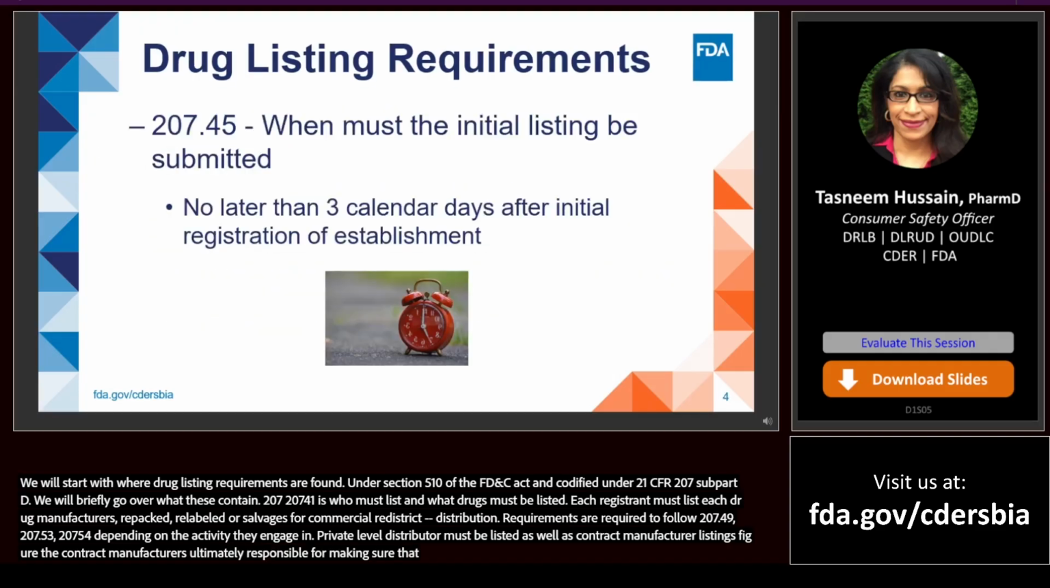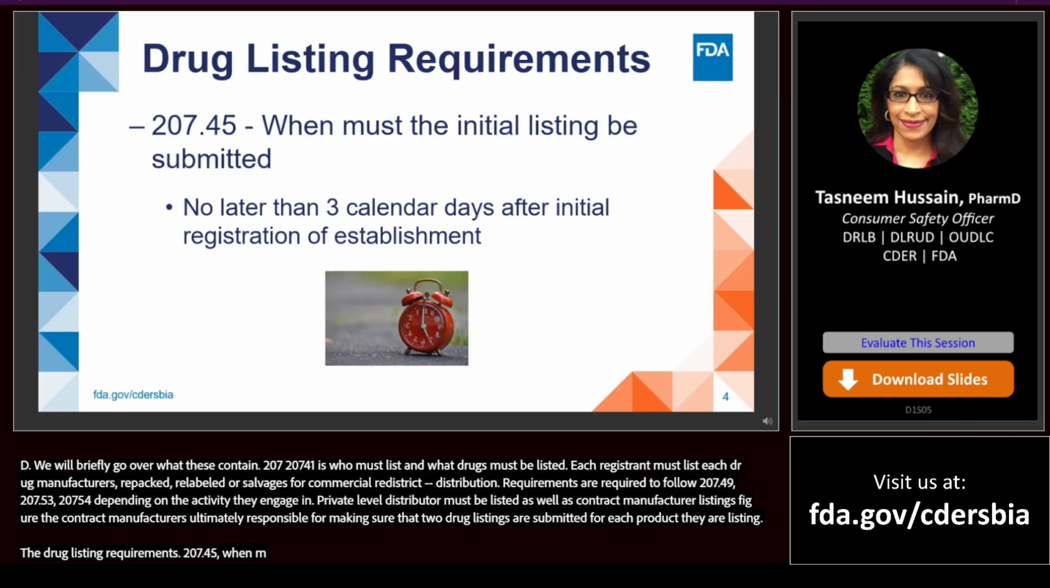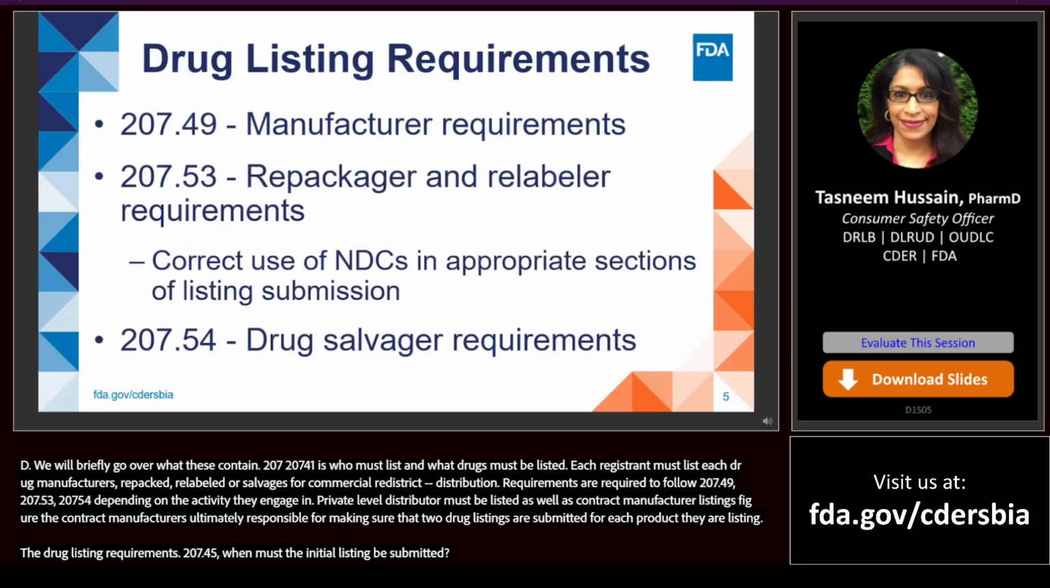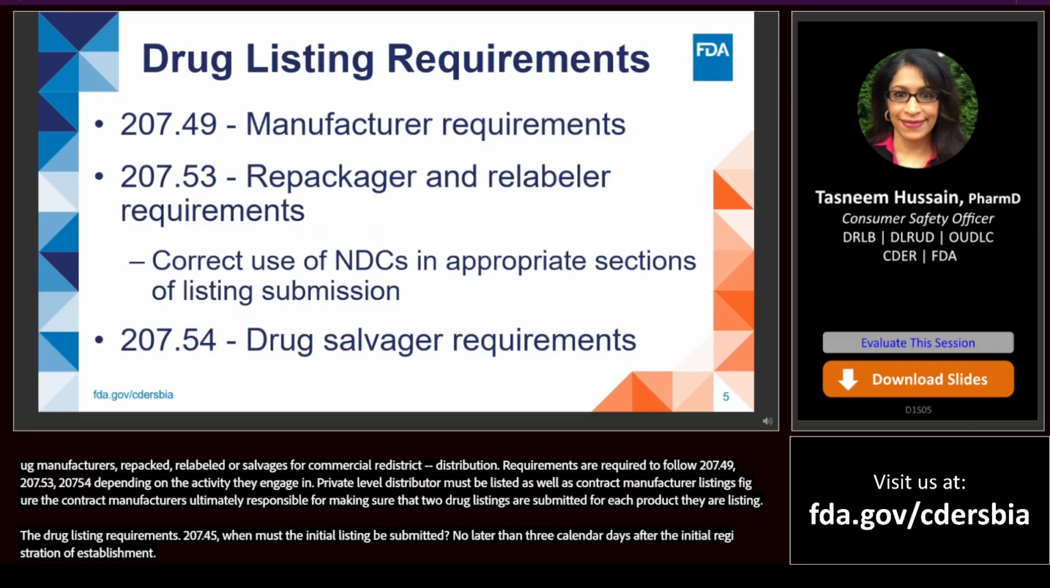So drug listing requirements. 207.45. When must the listing information be submitted? It's no later than 3 calendar days after the initial registration of the establishment. 207.49 includes the manufacturer's requirements. 207.53 includes repackager and relabeler requirements.